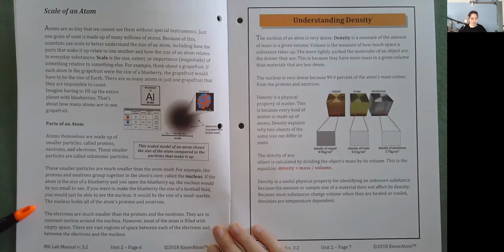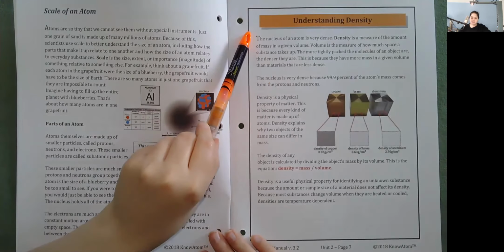The electrons are much smaller than the protons and neutrons. They are in constant motion around the nucleus. However, most of the atom is filled with empty space. There are vast regions of space between each of the electrons and between the electrons and the nucleus.